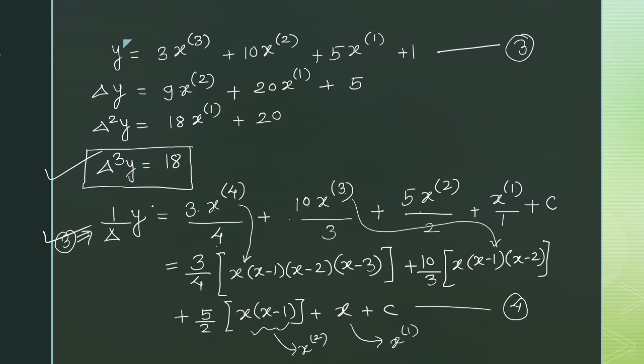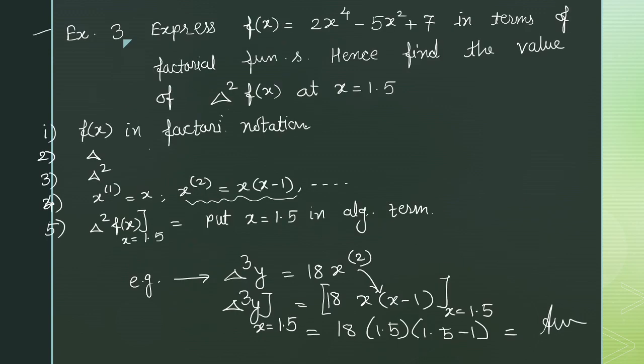And if we are to find these values at a particular value, suppose x equal to 2, then in this equation we substitute x equal to 2 and find the required result. In this way we can find any value for a particular value, or 1 by delta value, by using this method. Now if this type of problem is there, f of x equal to something, express it in terms of factorial notation and find del square f of x at x equal to 1.5.